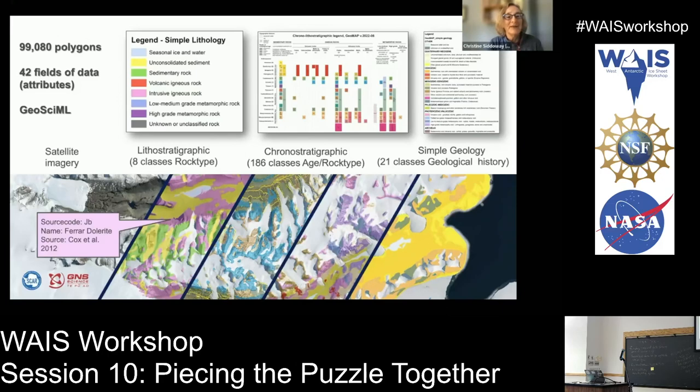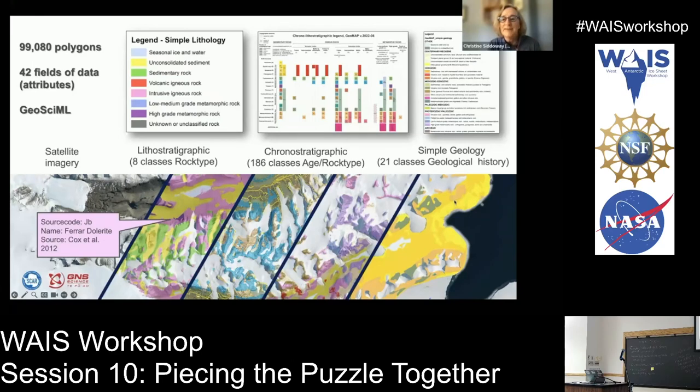Various strategies can be used by users to show an appropriate degree of detail for their applications and uses for geological data. Beginning with, in the second panel, a very simple lithostratigraphic classification that simply depicts rock type, including six types of bedrock lithologies, seasonal water and ice, and any unconsolidated sediment.